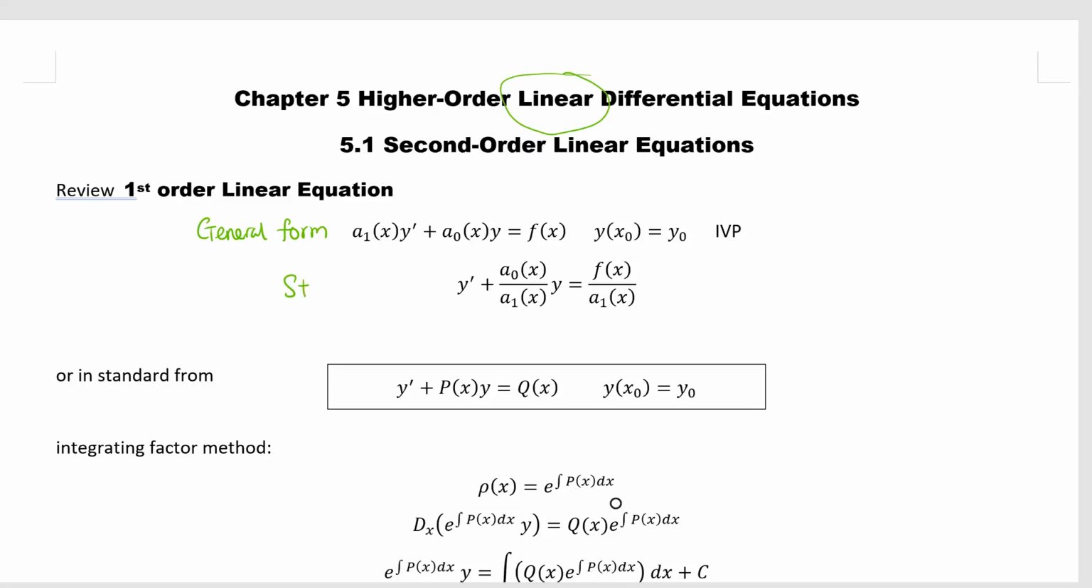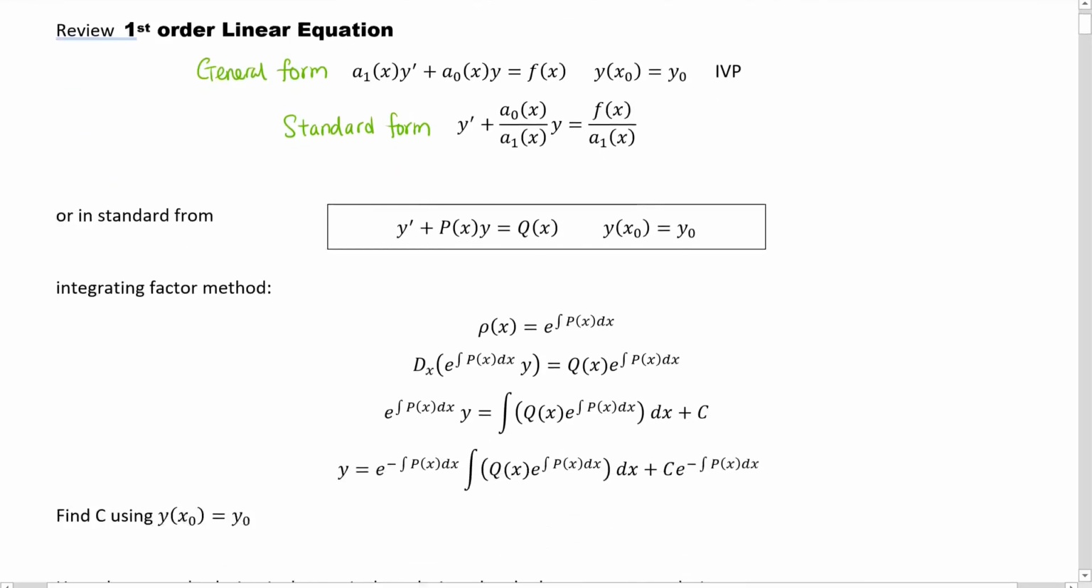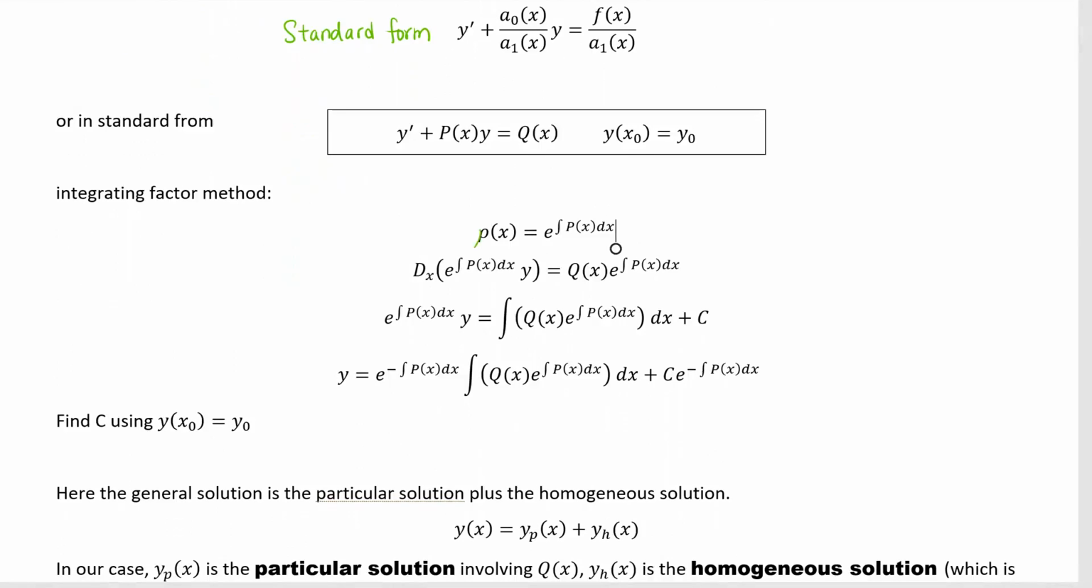And we have the standard form. How do we get the standard form? We make sure the coefficient of y prime is 1, so that's why both sides are divided by a1 of x. After we get the standard form, then we have the integrating factor. Our notation is mu. So mu of x is e to the integral of p of x dx.